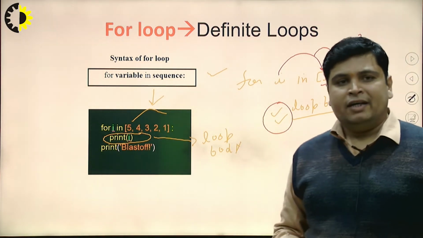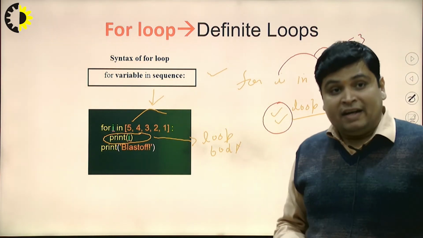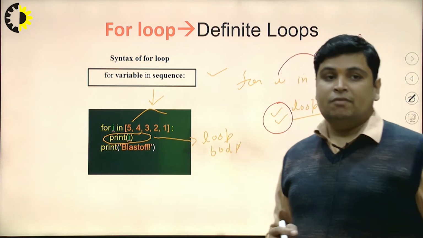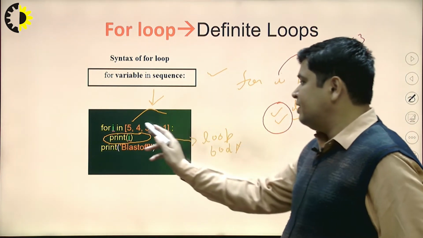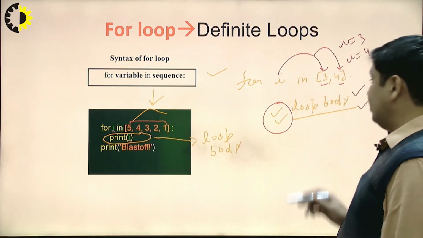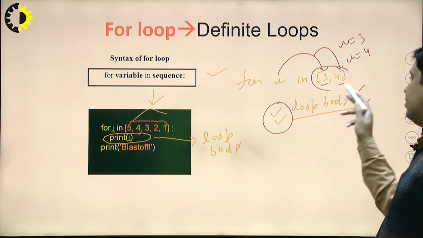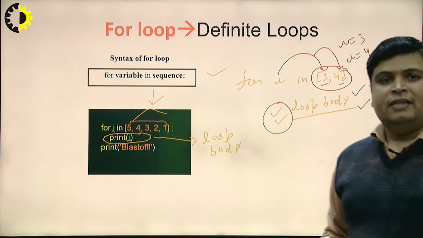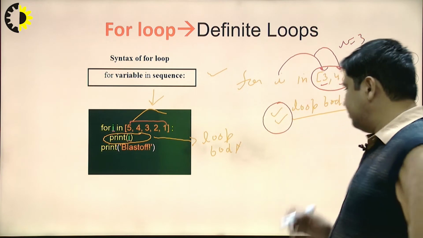So definitely when I see the sequence, we can identify how many times the loop body will be evaluated. We will see here inside this, the loop body will be evaluated 5 times. Inside this, the loop body will be evaluated 2 times. Okay. Whatever statements are inside the loop body will be executed.